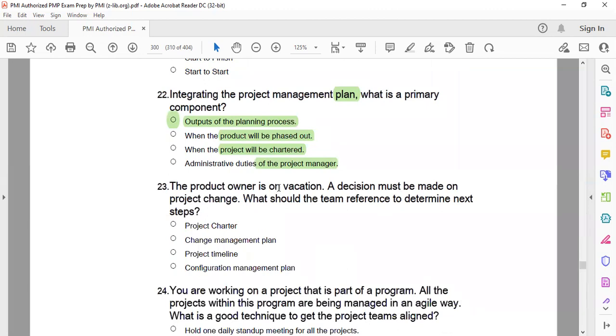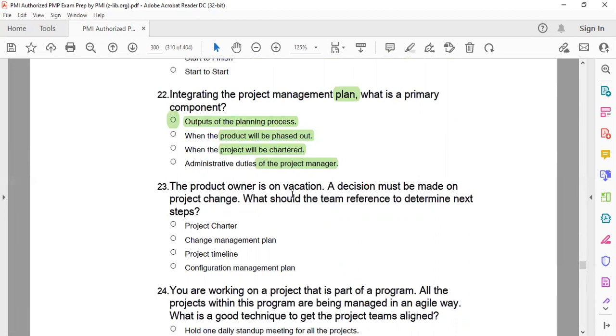The product owner is on vacation. A decision must be made on change. What should team reference to determine next step? Charter, change management plan, project timeline, or configuration management plan? What do you think?